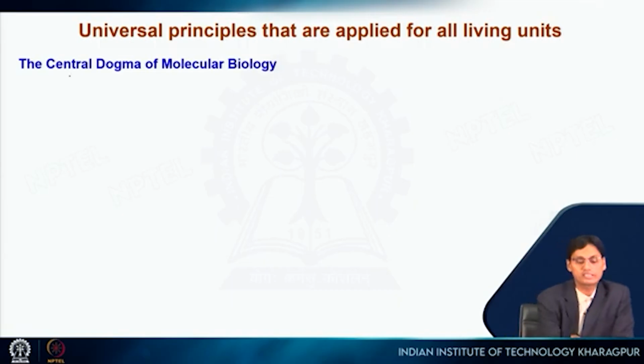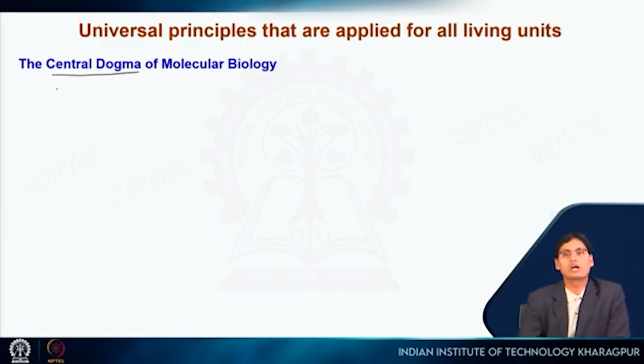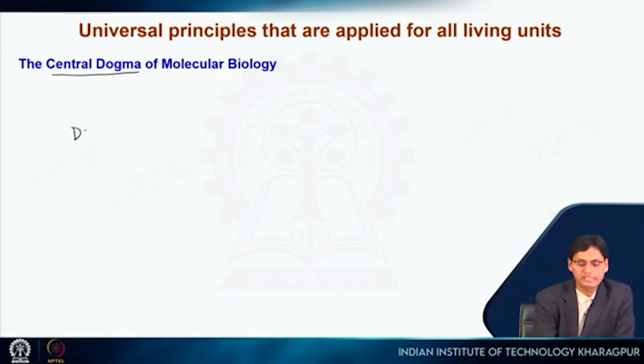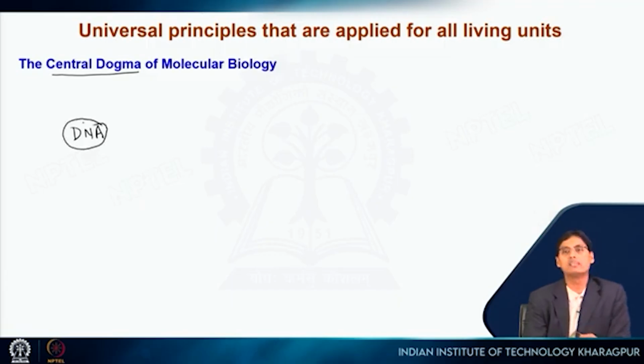And this is the last slide for today's lecture: the universal principle that applies to all living systems, that is the central dogma of molecular biology. I will discuss it in more detail in future, but I just mentioned that all living entities have their genetic material, and mostly I would say DNA is the genetic material. In some viruses, although RNA is present as their genetic material, that is some exception. So DNA is our genetic material.